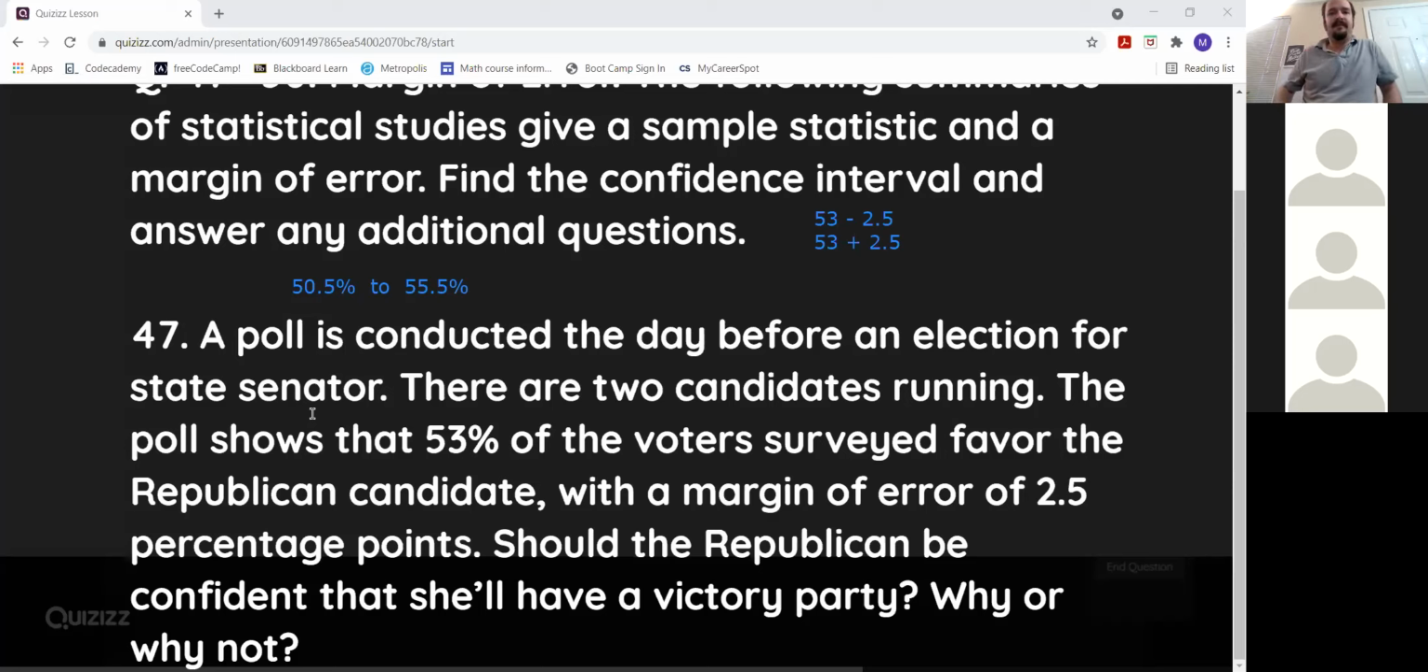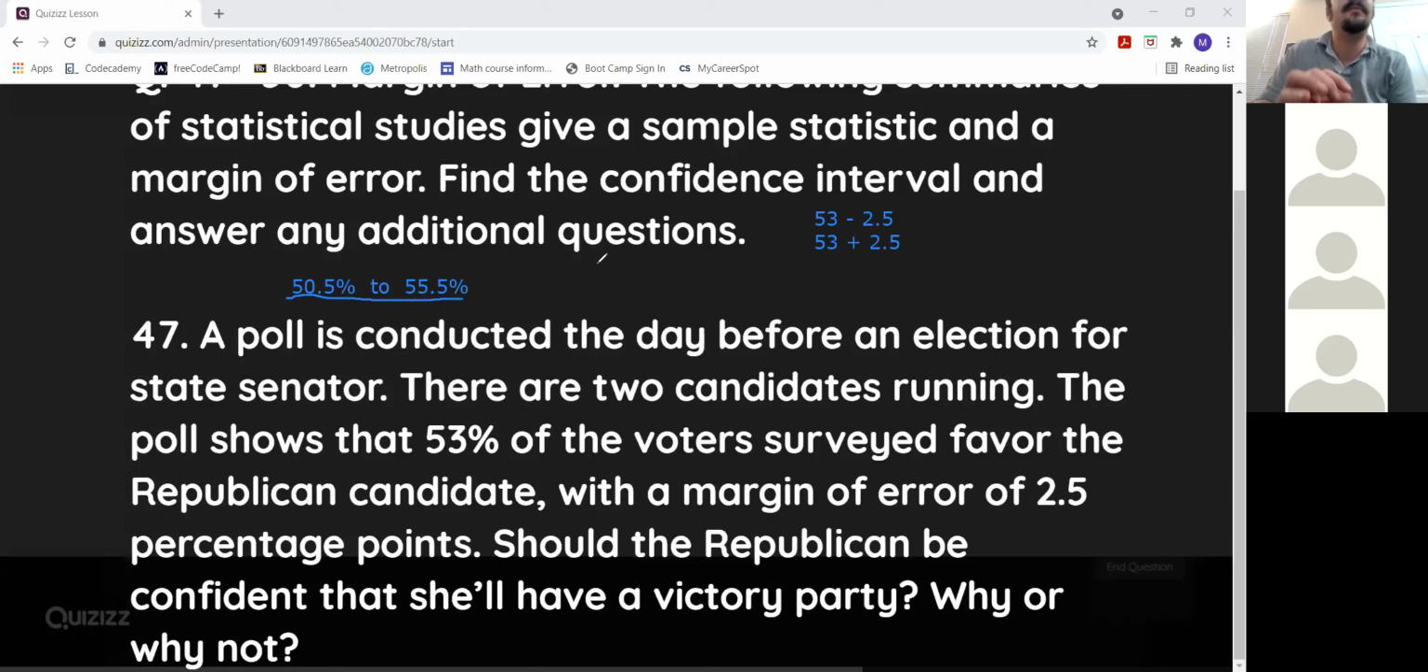Should the Republican be confident that she'll have a victory party? Why not? So I'm assuming it probably takes a majority to win. I mean, if you have a majority, you do have a plurality too, right? Would it be yes because there's a more likely chance for her to win? Yeah, she should be pretty confident, right?